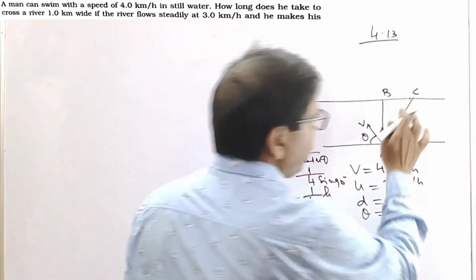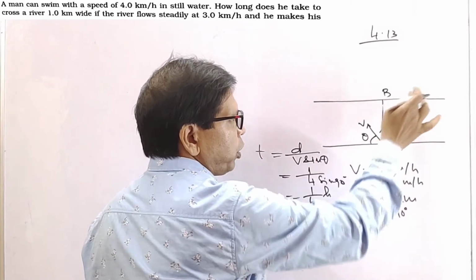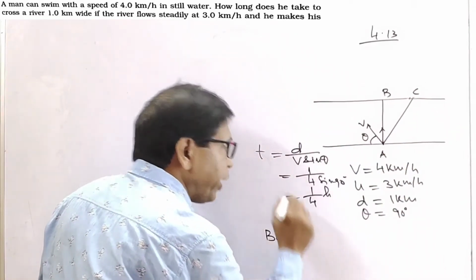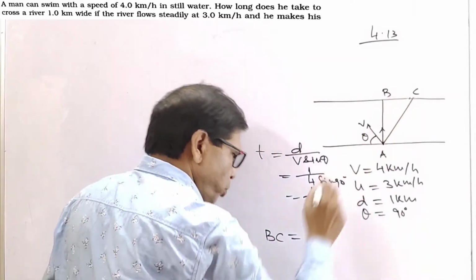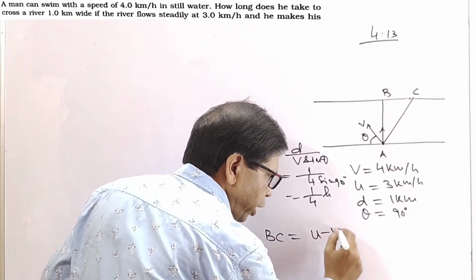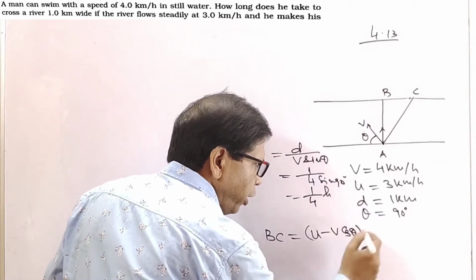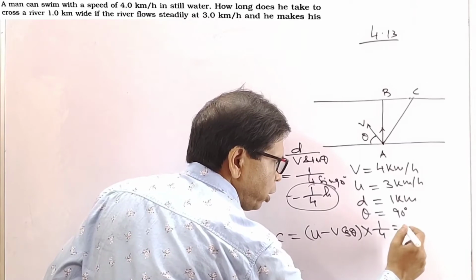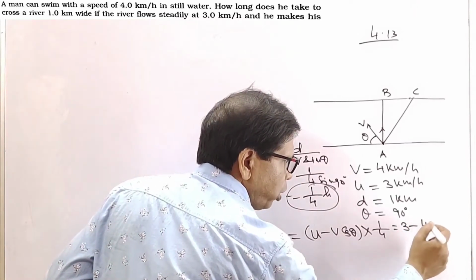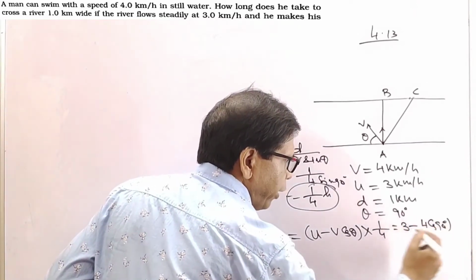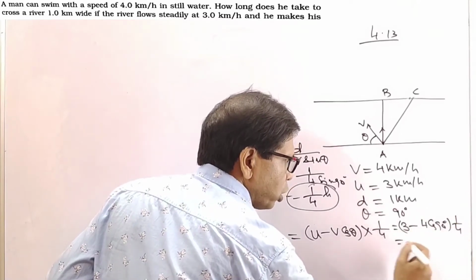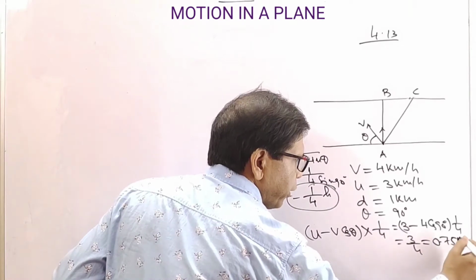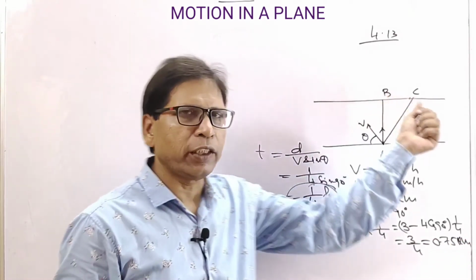Now drift. Suppose the person reaches from A to C, so the drift becomes BC. So look at this, BC equals the resultant velocity along the direction of the stream, that is u minus v cos theta, into the time to cross. Time to cross is 1 by 4 hour. Look at this, u equals 3 minus 4 into cos 90 degrees, and this is 1 by 4. So this is 3 by 4, that is 0.75 kilometer, the drift of the person.